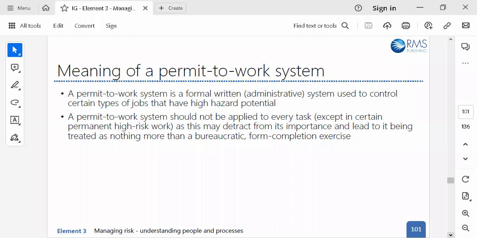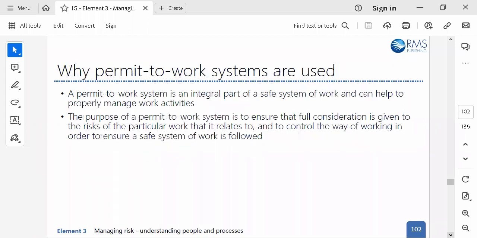And the permit to work system should be efficient, authoritative, and a proper management system. We need a proper management system. Why are permit to work systems used? A permit to work system is an integral part of a safe system of work and can help to properly manage the work activities.